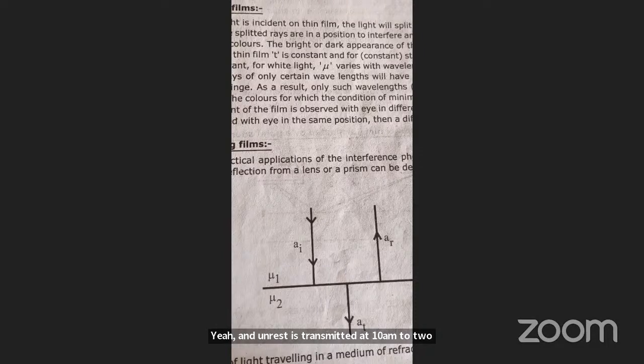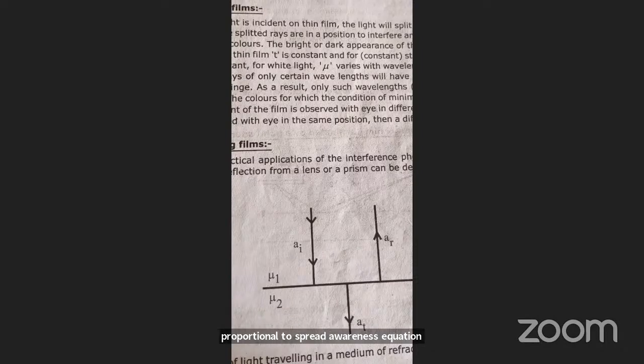If A is the amplitude of incident light and I is the intensity of incident light, then I is directly proportional to A square. That is equation number 1.